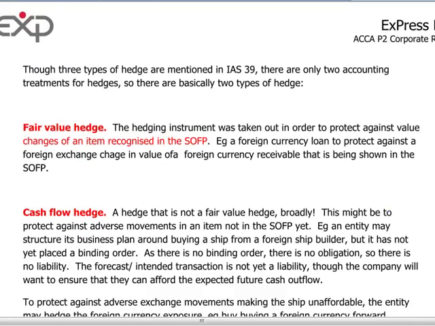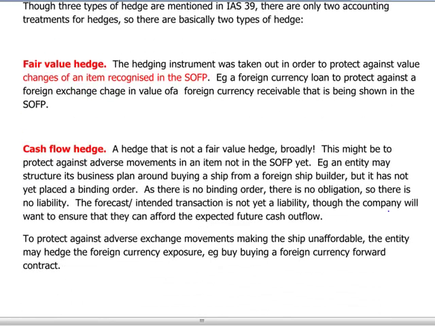There are different accounting treatments if we are talking about a fair value hedge or a cash flow hedge. The easiest way to remember the difference between the two is the following. A fair value hedge is one where the hedging instrument was taken in order to protect the value of something which is already in the statement of financial position: a receivable, a payable, an inventory. So, for instance, we have taken out a foreign currency loan to protect against a foreign exchange change in value of a foreign currency receivable that is currently shown in the statement of financial position.